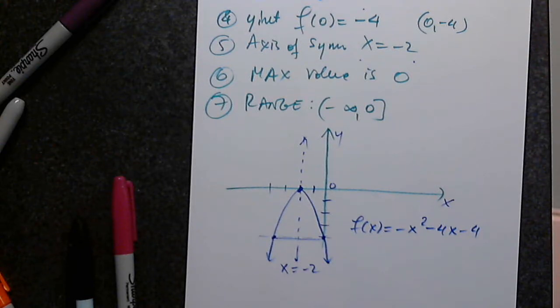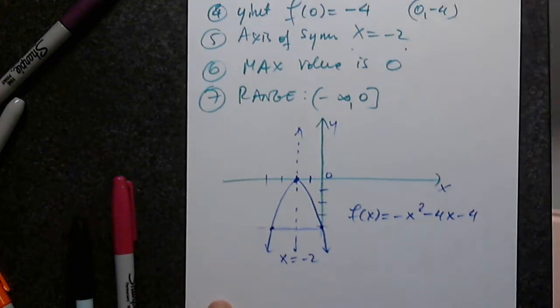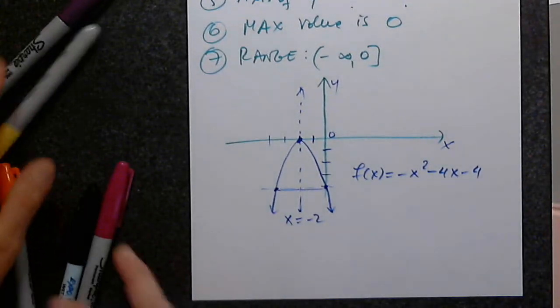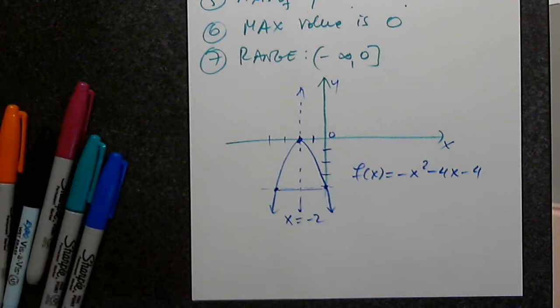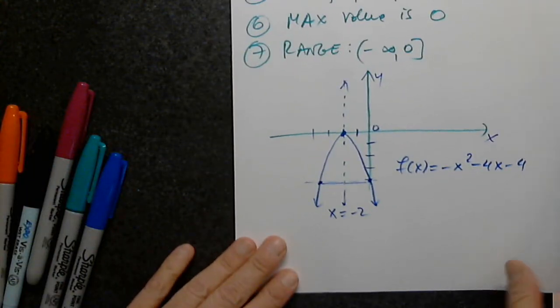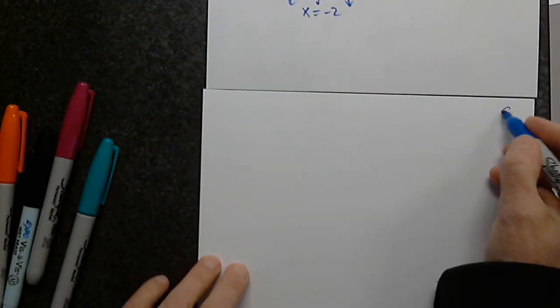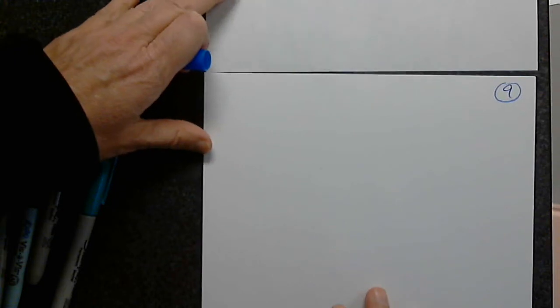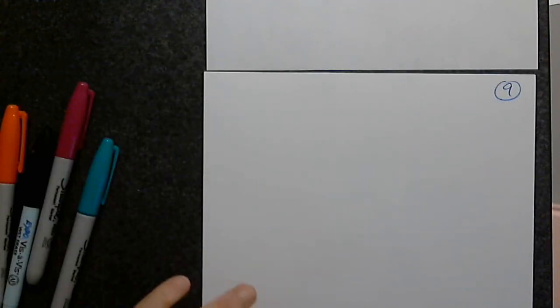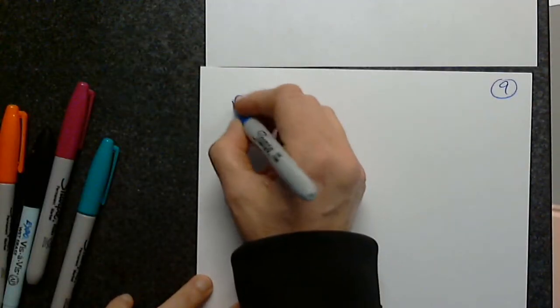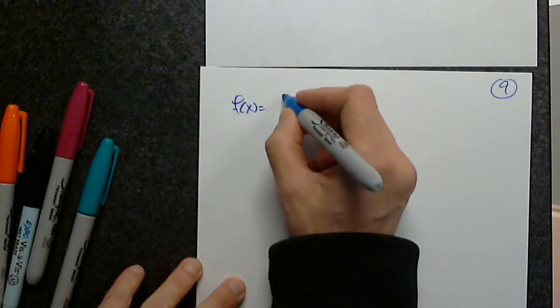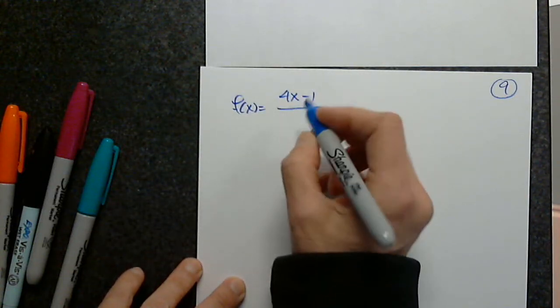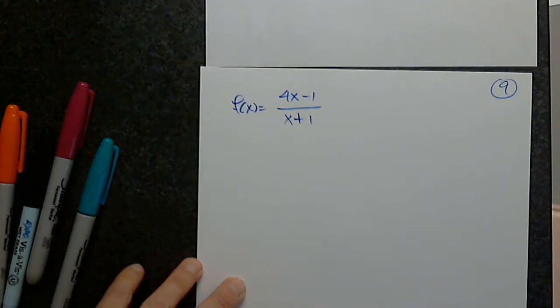Any questions? What I would like to show is another inequality, either polynomial or rational, and graph a rational function with you. And then we can stop. So let's look at, let's say, f of x equals 4x minus 1 over x plus 1.